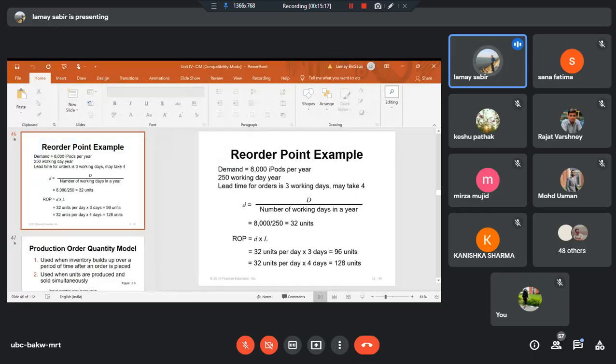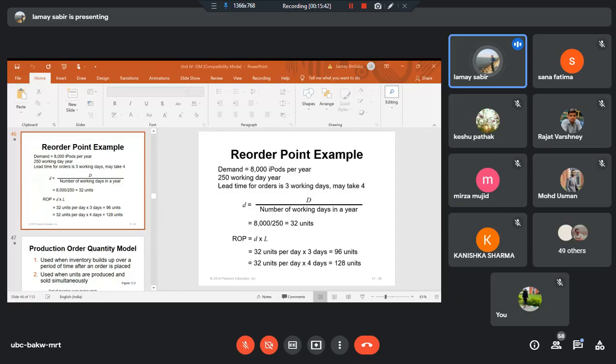Now, this is a numerical problem of iPod. And what is given in the question, if you see, is that the annual demand for the iPod is 8,000 per year. So the product under consideration is iPod, which is 8,000 per year. Total number of working days is 250.